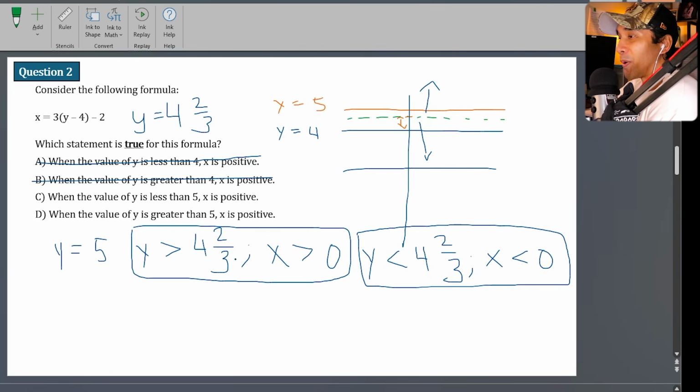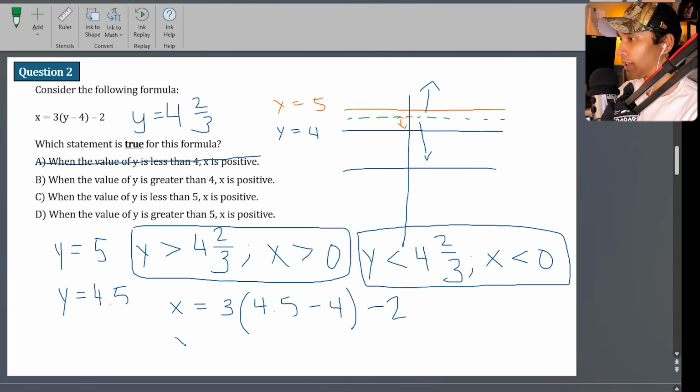Okay? And let me prove that to you. Before I cross it out, let me choose a value greater than 4 but less than 5, because we tested 5. So I'm going to use 4.5. This value is greater than 4, right? So y equals 4.5. Still greater than 4. So let me plug this in. X equals 3 times (4.5 minus 4) minus 2. Then I have x equaling 3 times, what is 4.5 minus 4?